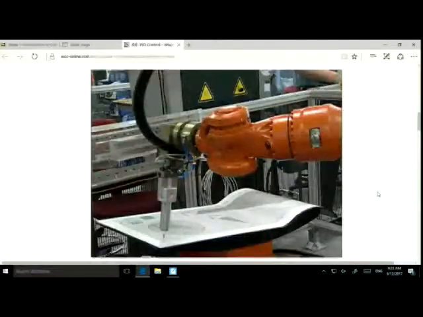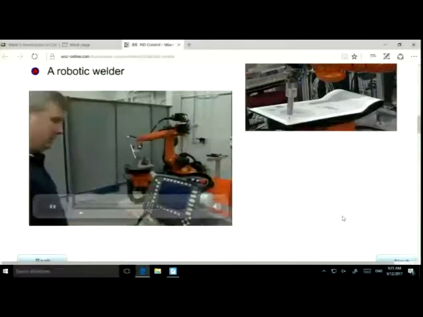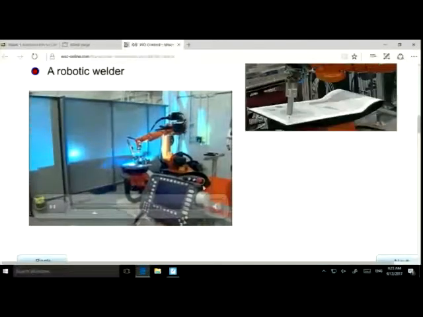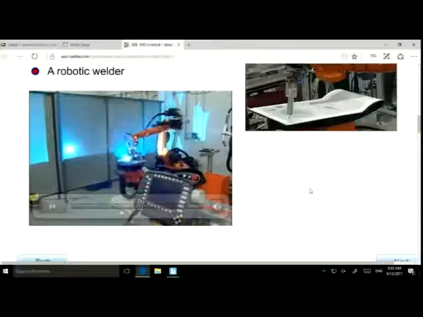There's a guy speaking in the background, but you can see what that arm's doing. I think it's doing some drawing by the look of it. But equally, you could use it for, I suppose, milling or more precise operations as well. Oh, yeah, well, there it goes. I think it's, was it welding there or something along those lines?